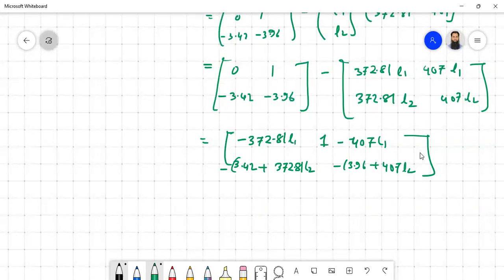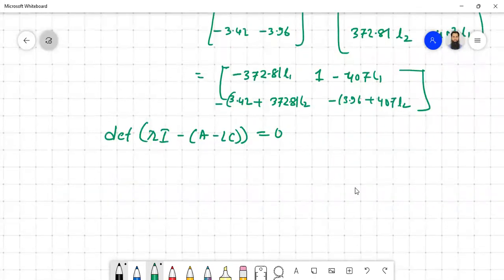So now what do you have? The determinant of sI minus A, or also you can use the eigenvalue, so lambda I minus (A minus LC) equal to 0. So this time you don't know how to write the characteristic equation by shortcut. So that is why you have to deal with the procedure.